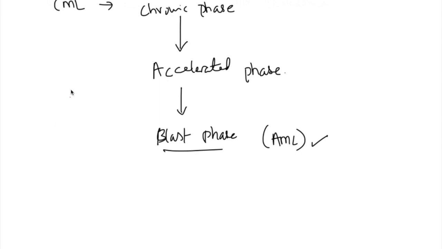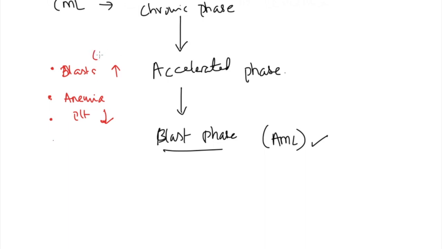Now, what are the features that are suggestive of transformation of CML into blast phase, right? So you should see the features of accelerated phase. What are they? See, suddenly your counts will go on increasing. So your blast count will increase, correct? And a feature of AML was, you remember, pancytopenia, right? So here when blasts increase, they'll take over the marrow, so your other cells will go on reducing. So you will have anemia, which is mild there. Now it will become obvious, right? So anemia sets in, platelet counts will reduce. From thrombocytosis, it becomes thrombocytopenia. So these will be the features.